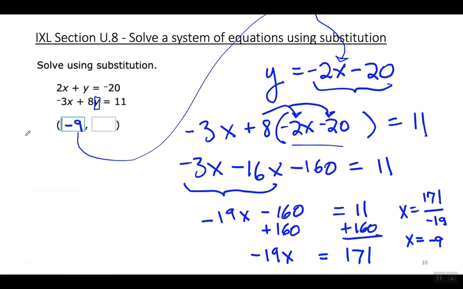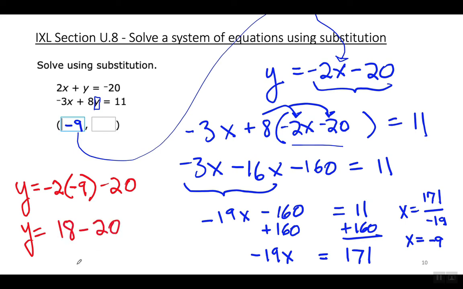All right, so y is going to equal negative 2 times negative 9 minus 20. So y equals negative 2 times negative 9 is positive 18 minus 20. So y equals negative 2. And there's my answer.